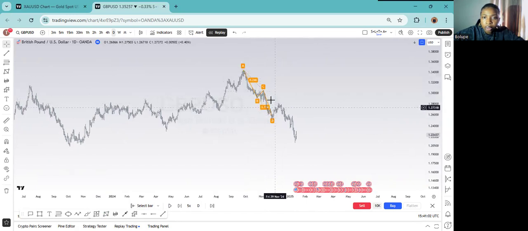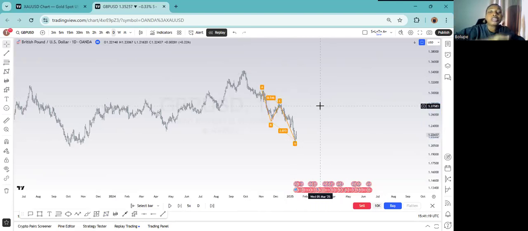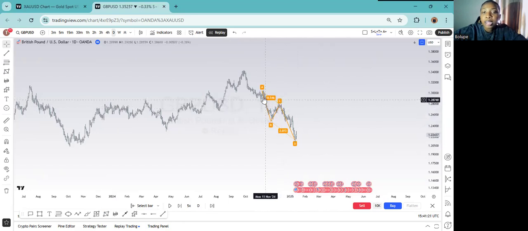Or let's use this one, because it's closer to time. We've established that one is a breakup structure. So let's use this one. Impulse, correction, continuation. Impulse means the first move that creates the high or the low.